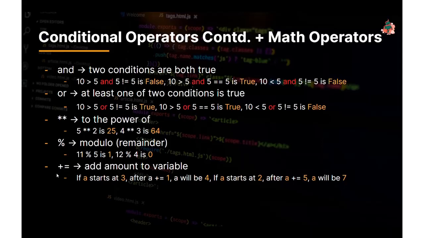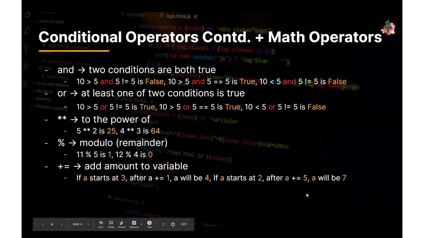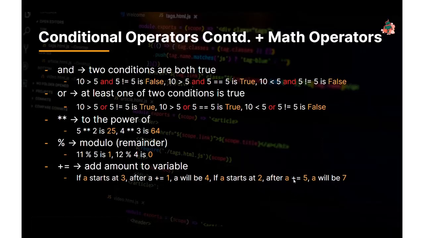And then finally, the last math operator would be the plus equals operator, which is more for adding an amount to a variable. For instance, let's say a starts at 3, then we can do a plus equals 1, which will make a 4. So this increases a by 1. If I want to increase it by 5, then I can do a plus equals 5. So if a starts at 2, then it'll be 7. So the plus equals operator is useful if you want to increment a variable, but you just want to make it higher than the current state.